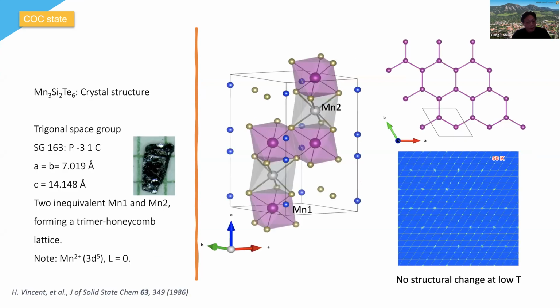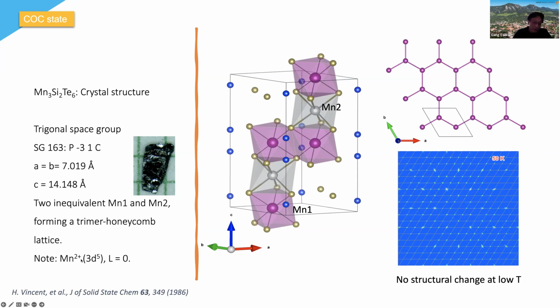So let's look at the structure of these materials. This material is not new. It's been known for more than 30 years, and was first reported in a paper in 1986. It has two inequivalent manganese sites. We call them Mn1 and Mn2, and they form a trimer honeycomb lattice.